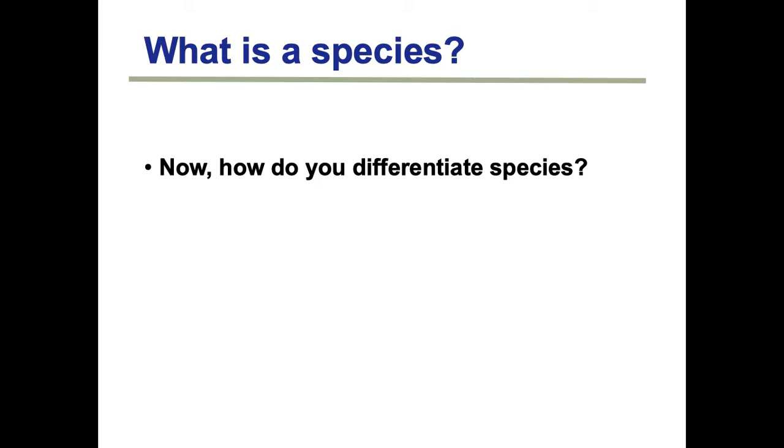So how do you differentiate species? How do you tell when you have one species versus another and be able to classify them into these different groups that we call species? I want you to pause the video and take a second and think about that. What are some different ways that you could do that? And I will tell you, there are a lot of different answers. So you might come up with some interesting different things.